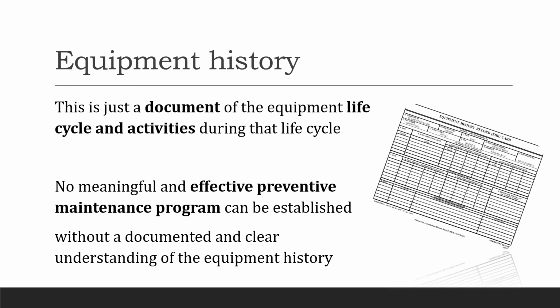Equipment history is nothing but a document. We document the equipment life cycle and the activities during that life cycle. No meaningful, effective preventive maintenance program can be established without this document. You need a clear understanding of the equipment history, so we document it. Just by reading the history, we come to understand that equipment, or the system, or the components in the system. It's like a Bible for maintenance management in the industry.